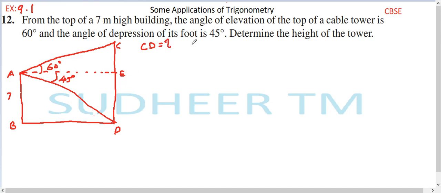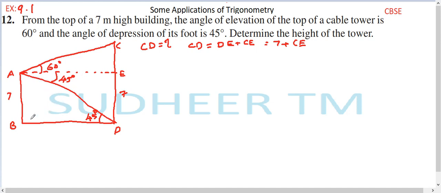It's very clear. CD is equal to DE plus CE. DE is 7 meters, so we can write it as 7 plus CE. So we need to find CE. To find CE, if we know AE, we can find CE by utilizing the 60 degree angle and the tan property. But AE is not given. For that, the 45 degree angle is given. So if this angle is 45 degrees, this angle also will be 45 degrees. Now we can utilize this triangle, or you can directly use this triangle. Both methods will give the same answer.